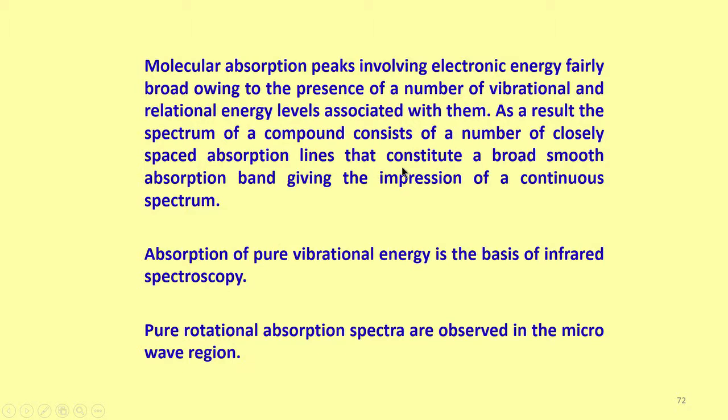With gases we can generate UV visible, we can generate infrared, we can generate molecular absorption peaks and so many other peaks. Molecular absorption peaks involving electronic energy are fairly broad owing to the presence of vibrational and rotational energy levels. I keep on repeating these things so that they remain embedded in your memory. As a result, the spectrum of the compound consists of a number of closely spaced absorption lines that constitute a broad smooth absorption band, giving the impression of a continuous spectrum.